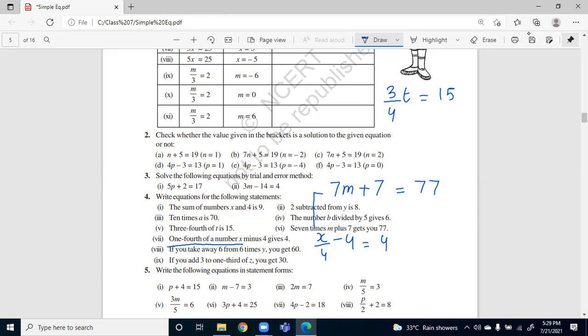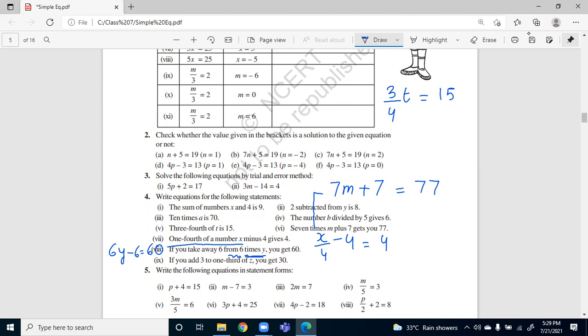Ma'am, can I tell the answer of the eighth one? Yes. Ma'am, 6y minus 6 is equal to 60. It is correct. If you take 6 from 6 times y, whatever is written after 'from' I will be writing first. So 6 times y means 6 into y, that is 6y. And if you take away, meaning subtract, 6, you will get 60. So 'get' means equal to 60.